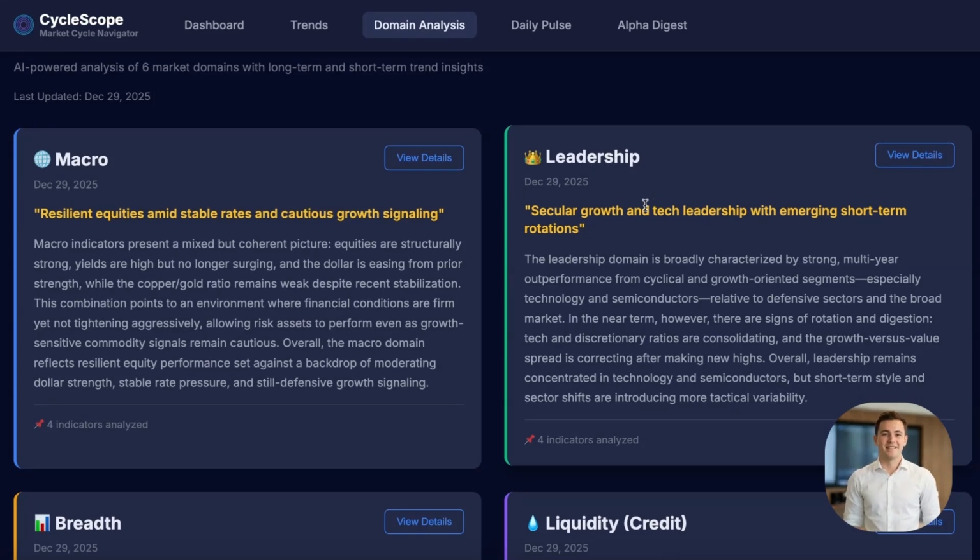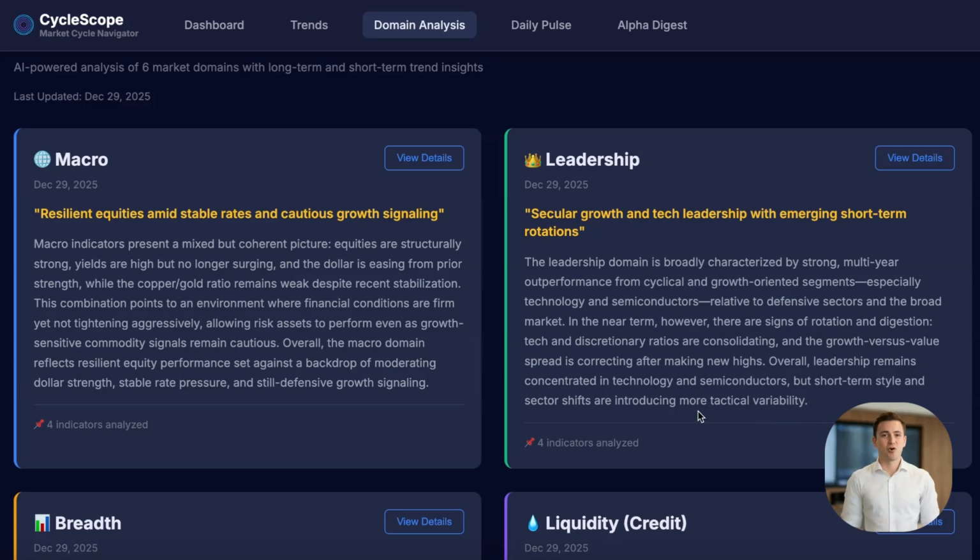At the top, the date. Then a 1-sentence market tone. This is the headline. The quick takeaway. Below that, a detailed paragraph. This explains the current state of leadership, what's leading, what's not, what it means. At the bottom, the number of indicators analyzed.